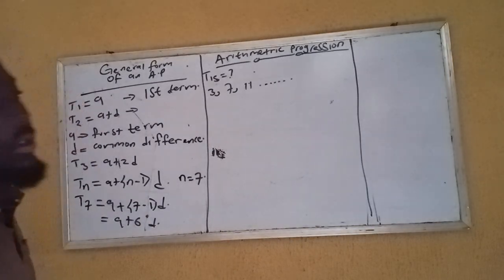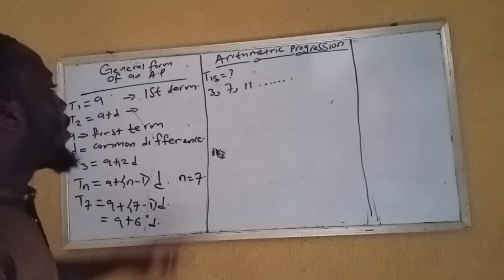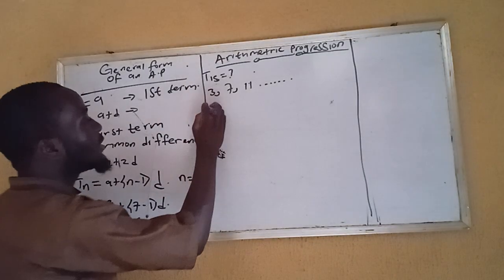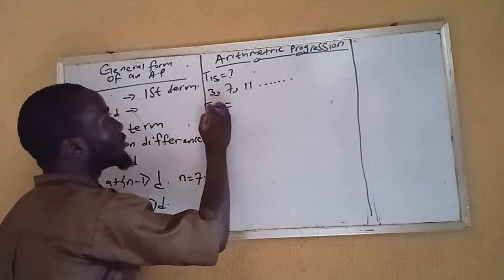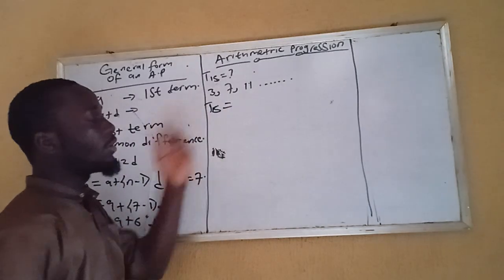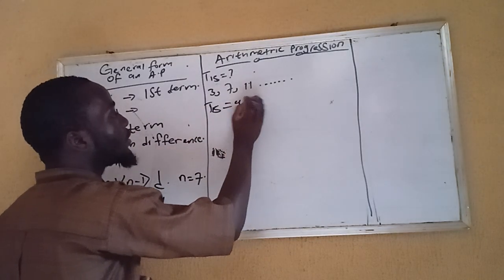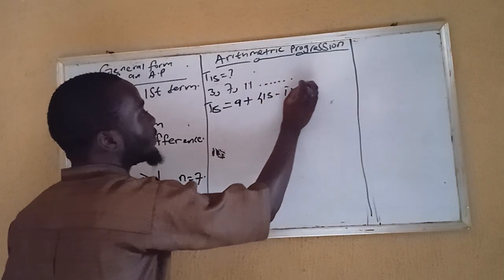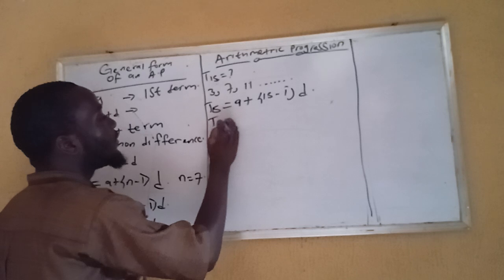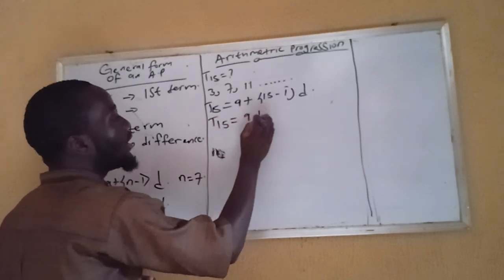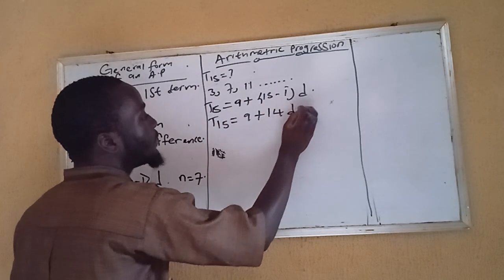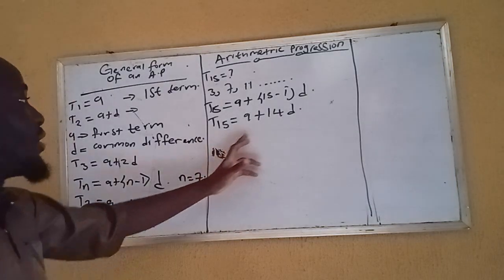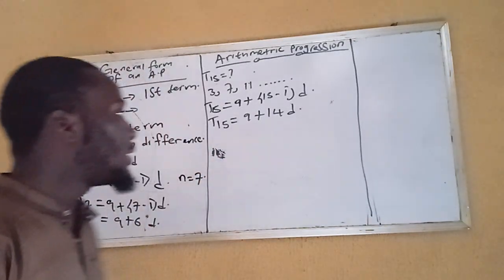How do I go about solving it? What is the formula for the 15th term? We said T15 is A plus (n minus 1)D, and our n is 15. That's A plus (15 minus 1)D, which is T15 equal to A plus 14D.